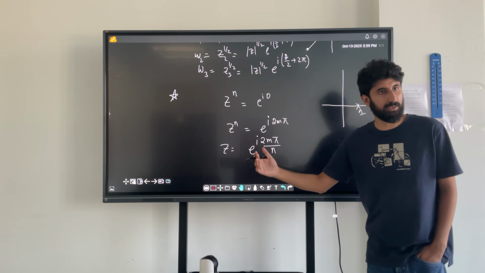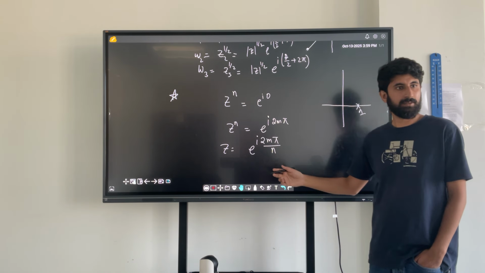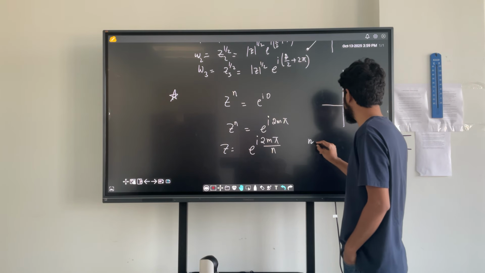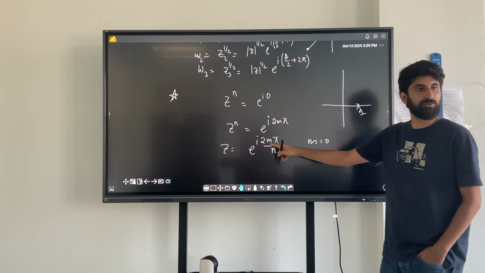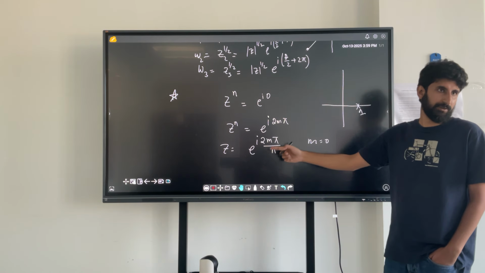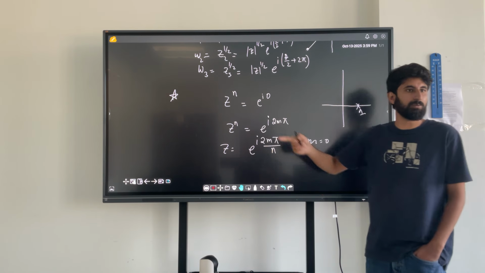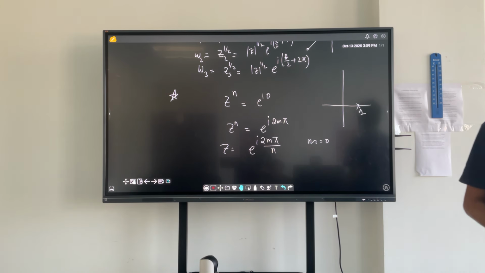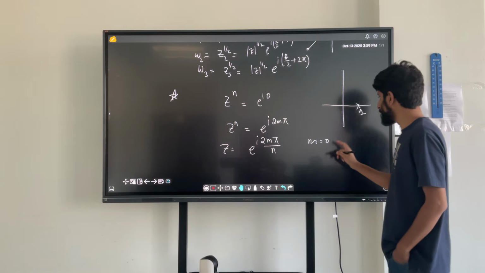But you will start repeating, if you remember. So m equal to 0 gives you a number, 1, which is expected, because z to the power n equal to 1, and z equal to 1 is indeed a solution. But what else are there?